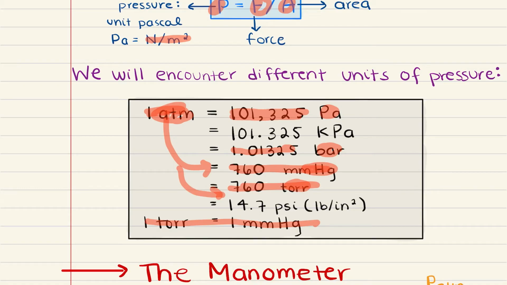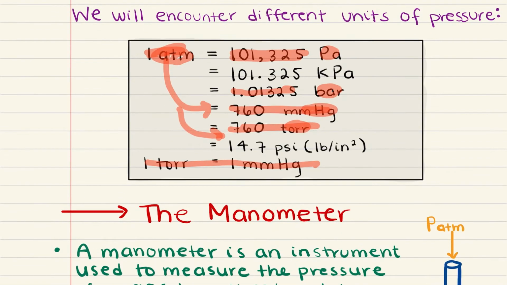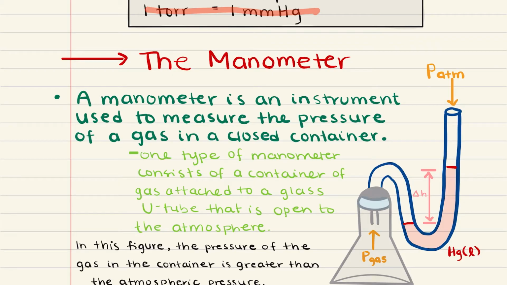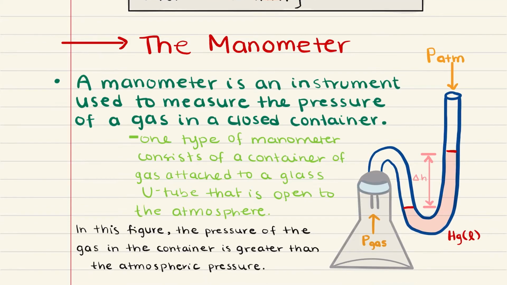But now the next thing we want to cover is, well, how do we measure pressure? There are 2 instruments that we want to discuss that measure pressure. The first one is the manometer. This is an instrument that's used to measure the pressure of a gas in a closed container.